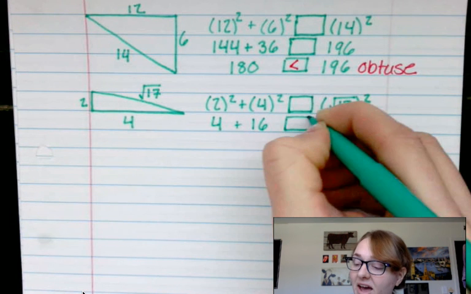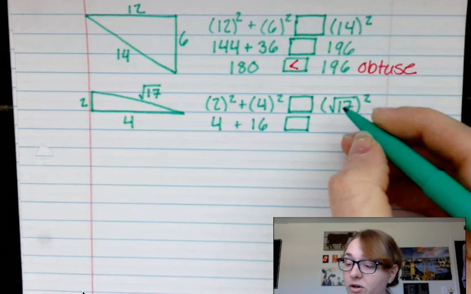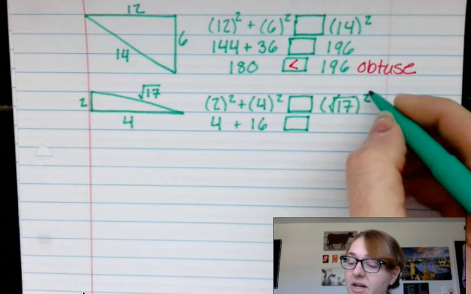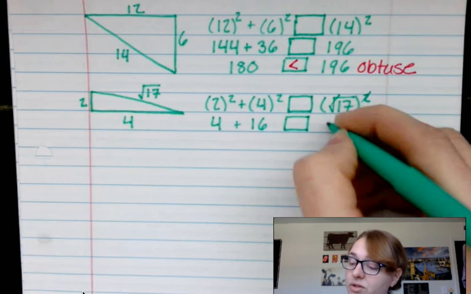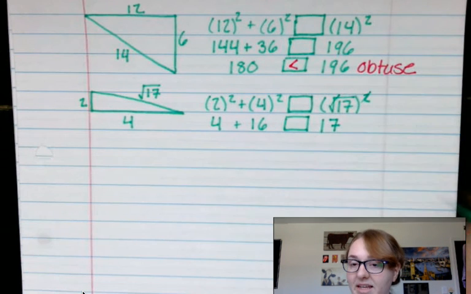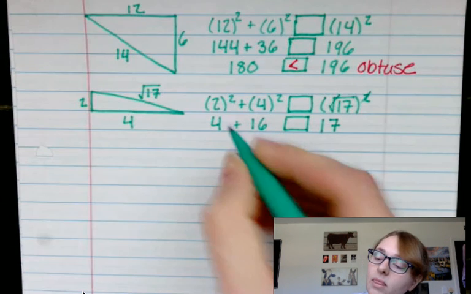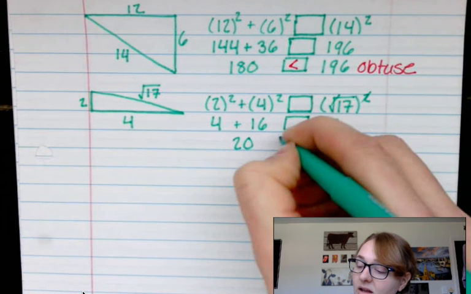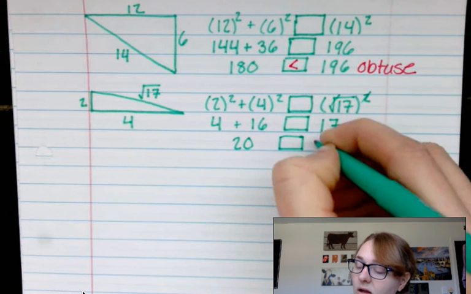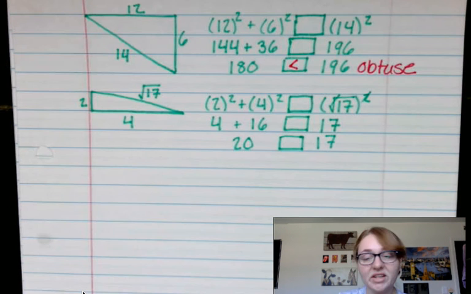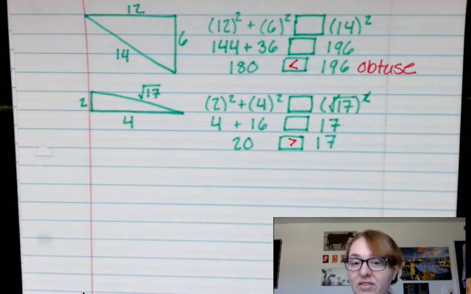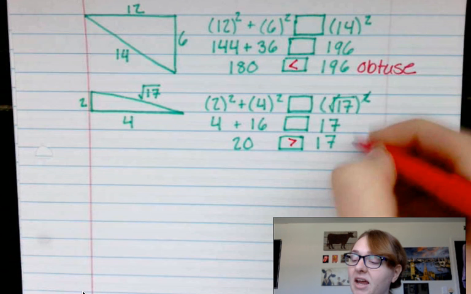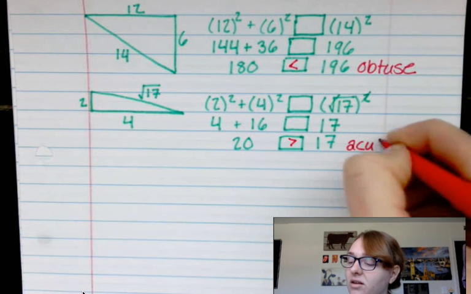And we're going to compare that. And remember, we learned on Monday that the square root and the square cancel out, so we are just left with that 17. Okay? So 4 plus 16 gives us 20. And comparing that to 17, we can see that 20 is greater than 17, so that makes it an acute triangle.